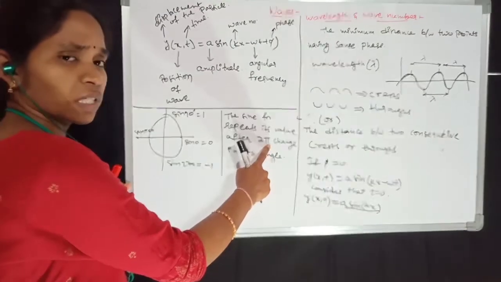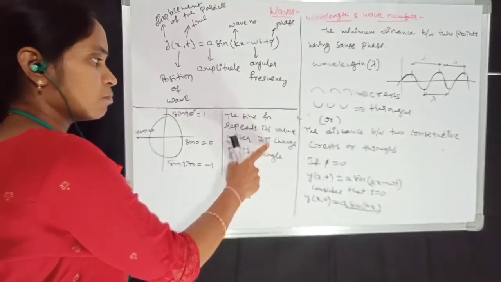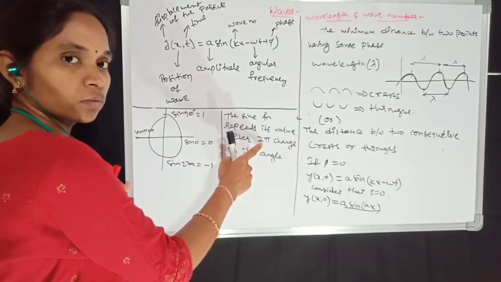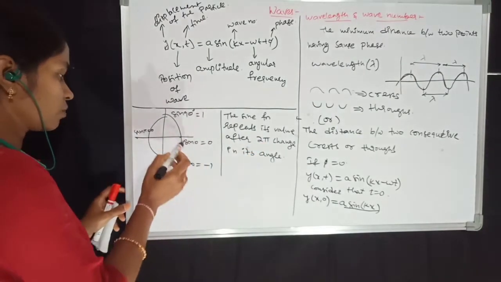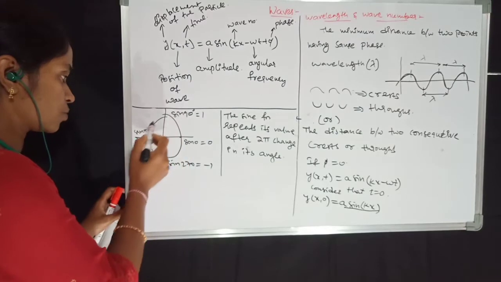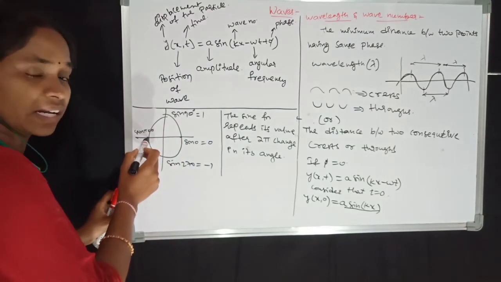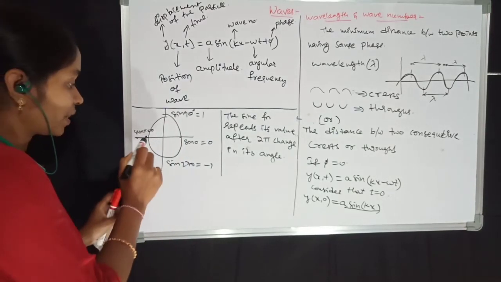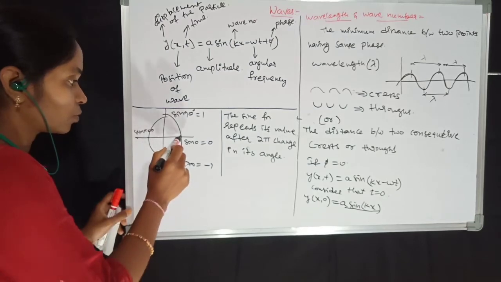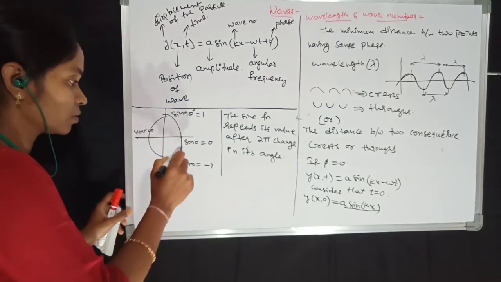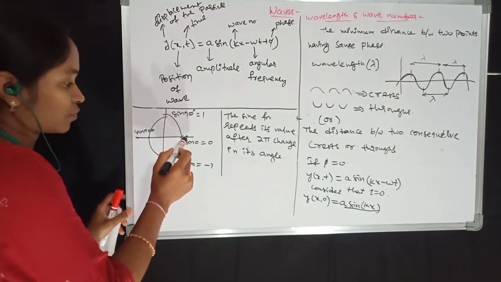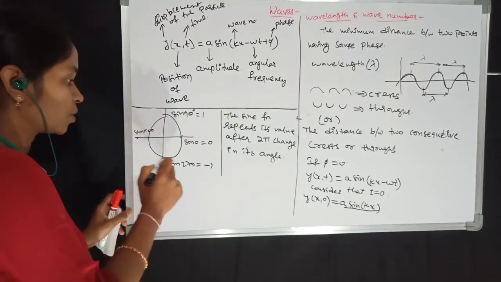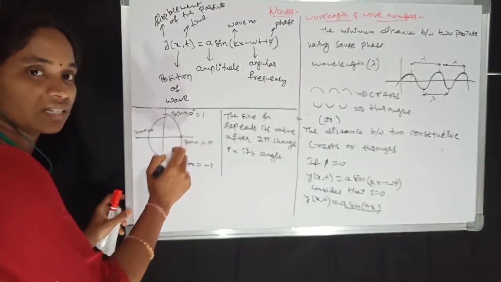Pi is nothing but 180 degrees. Multiply this pi with 2, it will be 360 degrees. Just observe this one. If the particle moved from here to here, it had covered 180 degrees, and then after it moved this distance, it had covered this distance. That means it covered totally 360 degrees. From here to here 180, and from here to here 180, totally 360 degrees.